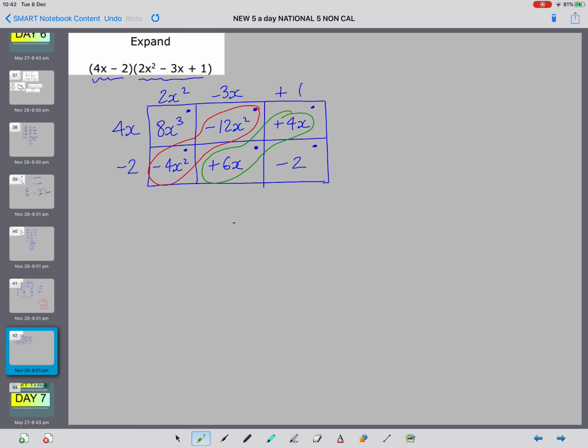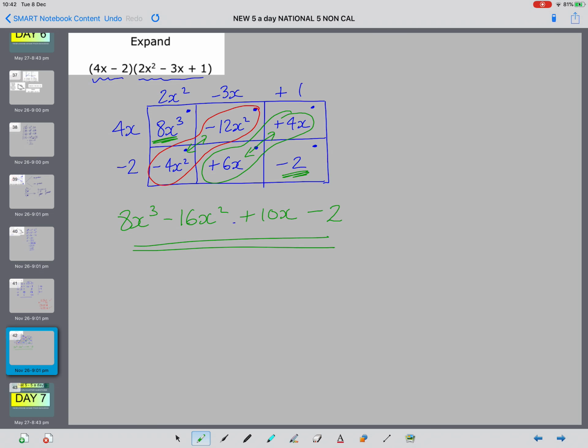So what's my final answer? There's no other x cubed, so it's 8x cubed. If I look at these two here, -4x squared, take another 12x squared away from it, gives you -16x squared. These two, you've got 6x, add 4x, which is 10x, and then you've got a -2 all by itself. Nothing else is added or subtracted to it. Okay, so that's the final answer.